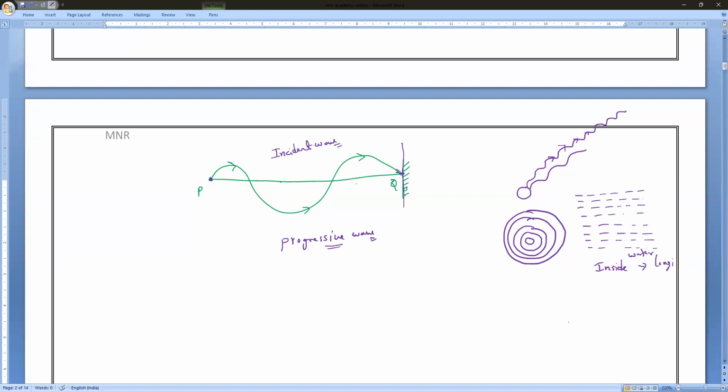Clear? Now, once it is hitting the hard surface, what will happen? We all know that sound, or light, if it is hitting a hard surface, it has to be what?